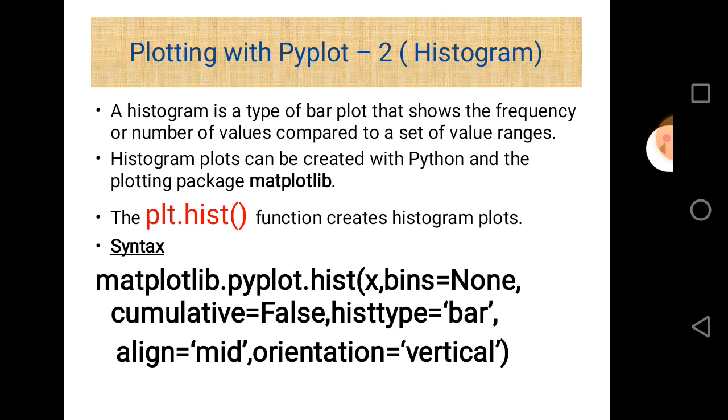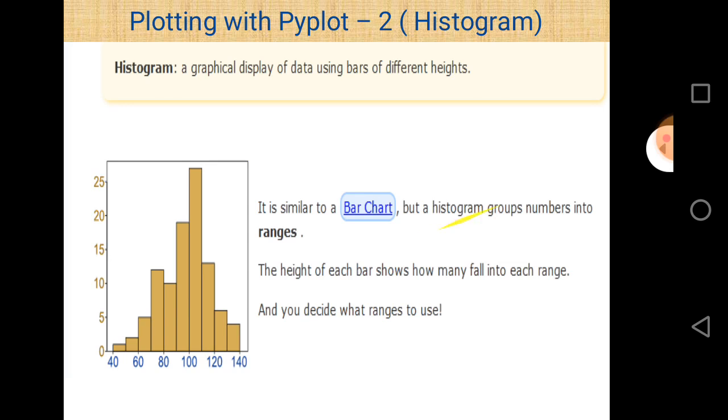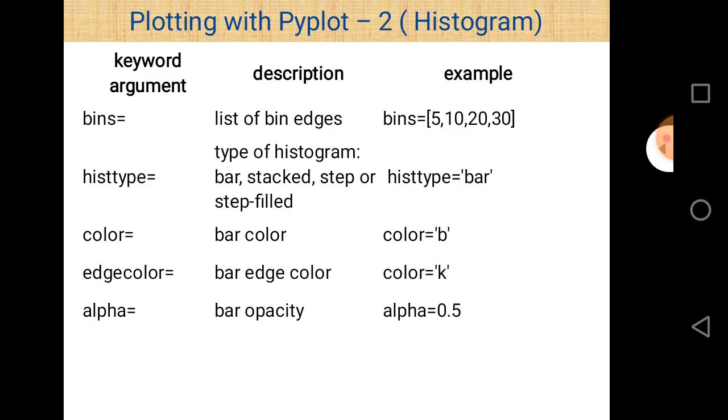So just write matplotlib.pyplot.hist. As far as its arguments or parameters are concerned, the value of x may be an array, then bins, then cumulative, histtype, align, and orientation. Some of them contain default values. Let us take them one by one. These are the key arguments.